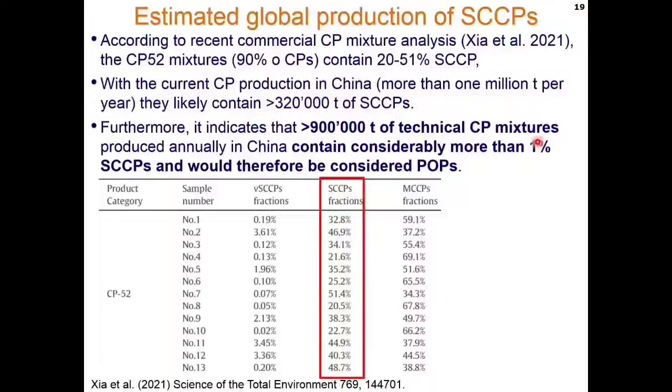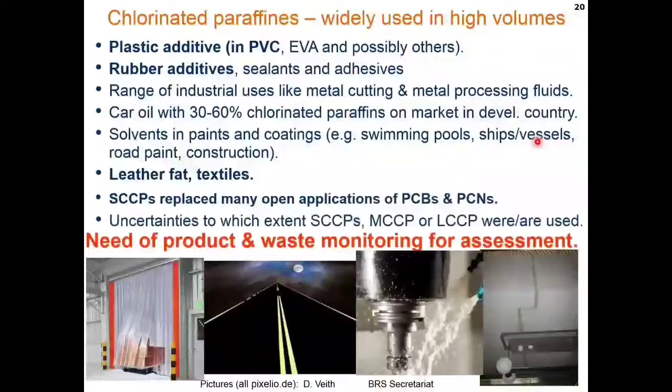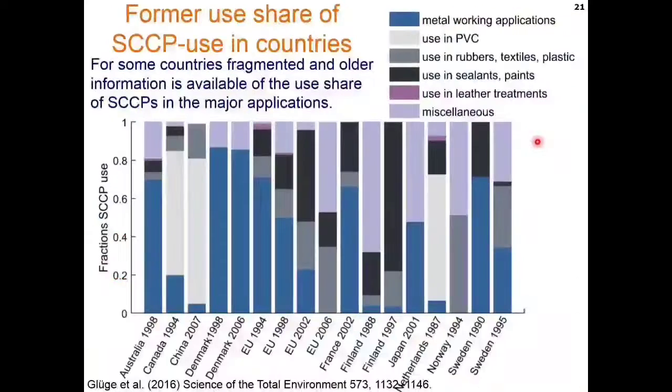So here we have a huge influx of these chlorinated paraffins into the technosphere and into use. The major use is as plastic additives in PVC and as rubber additives, but other uses are also high. What is needed is really product and waste monitoring to understand how these products come into different countries. We have data from 10, 20 years ago from some countries, where you see that in Europe the major use was in metalworking fluids and some in rubber. But when you look, for example, at China, the major use is in PVC.